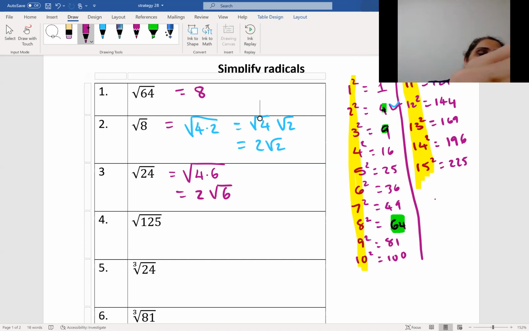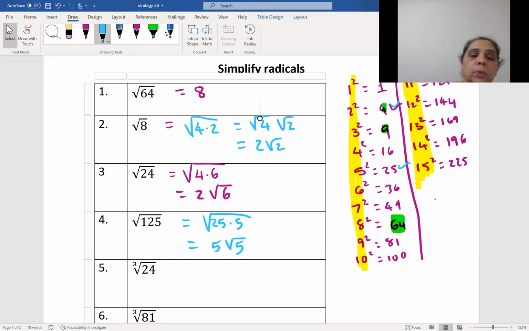Next one we have is the square root of 125. So you will check again what greatest perfect square we can divide 125 by. Here we have 25, right? 25 is a perfect square, so I can divide 125 by it. So 25 times 5 is 125. The square root of 25 is 5, and here is the square root of 5.